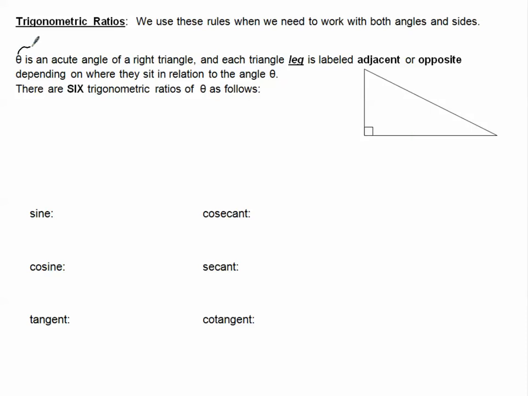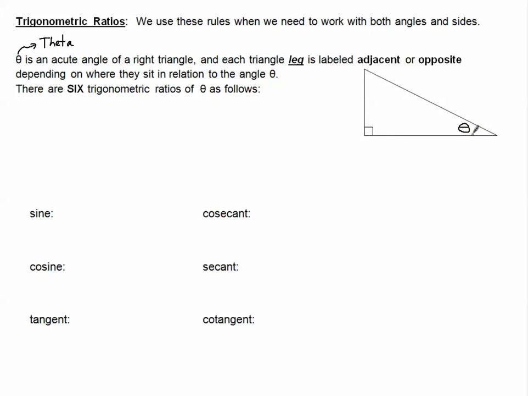Theta, this is a symbol for the Greek letter theta, and we like to use the Greek letters for trigonometry. Theta is an acute angle. It's one of the 2 acute angles in a right triangle. And each of our triangle legs, remember there are 2 of them, will be labeled as either adjacent or opposite. And that, of course, depends on where they sit in relationship to the angle theta. I'm going to put theta right here at this acute angle in my triangle.